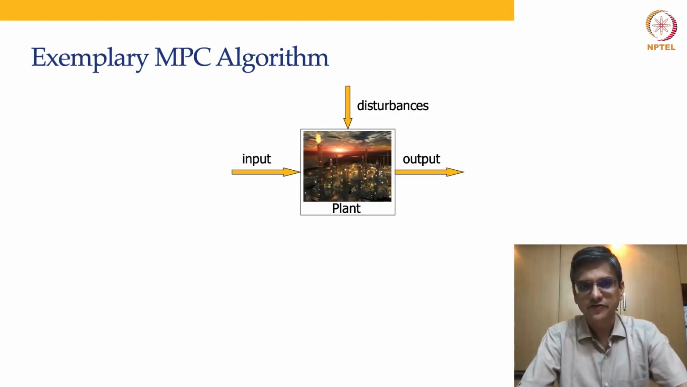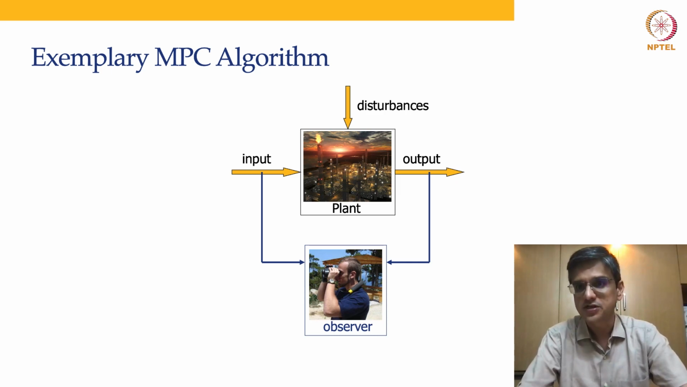Again, this is something that we have talked about multiple times. The exemplary MPC algorithm is we have a plant which takes certain inputs and disturbances and gives out certain outputs. Outputs are the ones that are, some of them are measured, some are unmeasured, and a partial or the complete list of measured plus unmeasured outputs might be controlled.